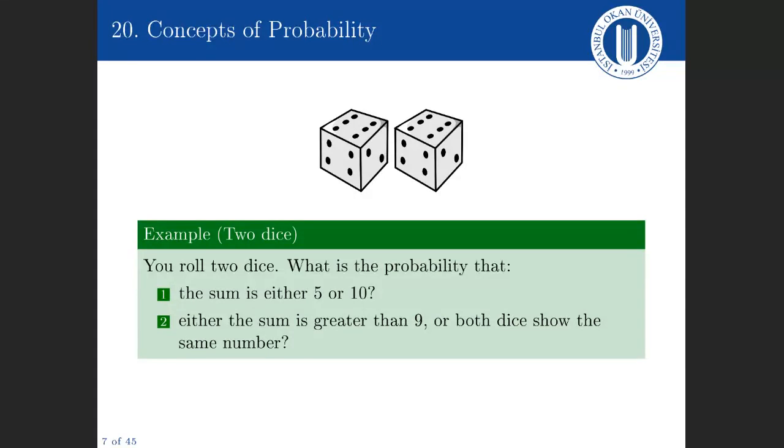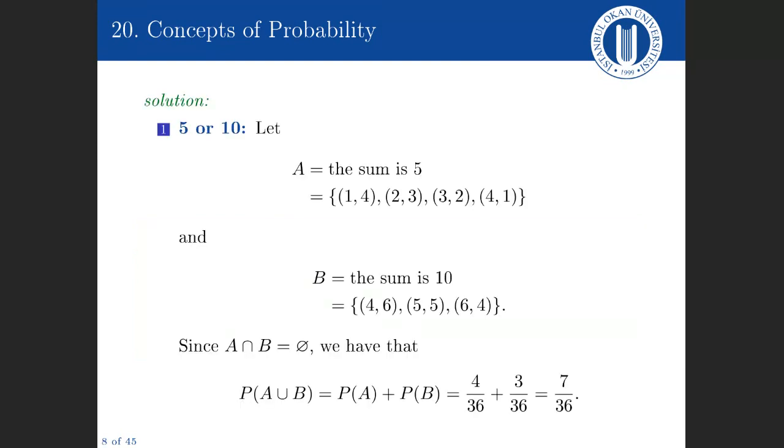Next example. Now let's suppose that we have two dice, two fair dice. What is the probability that the sum is either 5 or 10? Question 2. What is the probability that either the sum is greater than 9, or both dice show the same number? Question 1, first of all, what is the probability of getting a 5 or a 10? We need two sets. First, let's suppose A is the event that the sum is equal to 5.